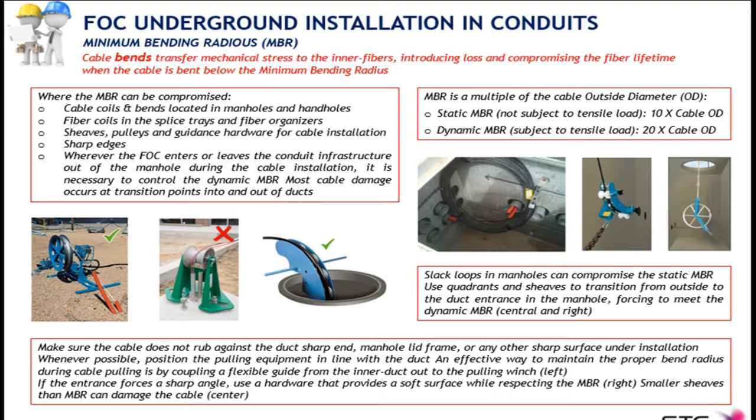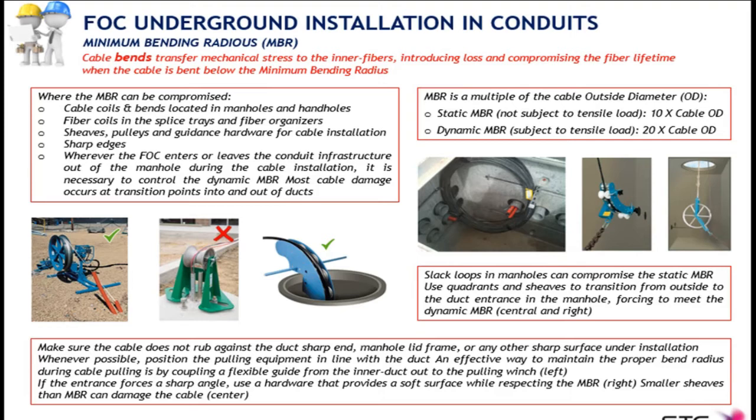The minimum bending radius can be compromised in all these typical installation places. For example, cable coils in manholes and handholes, the slack loops. Also in the splice trays and fiber organizers, the fiber coils or loops. All the guidance hardware that we can see down in the pictures has to be set to the proper diameter so that the minimum bending radius is never compromised.